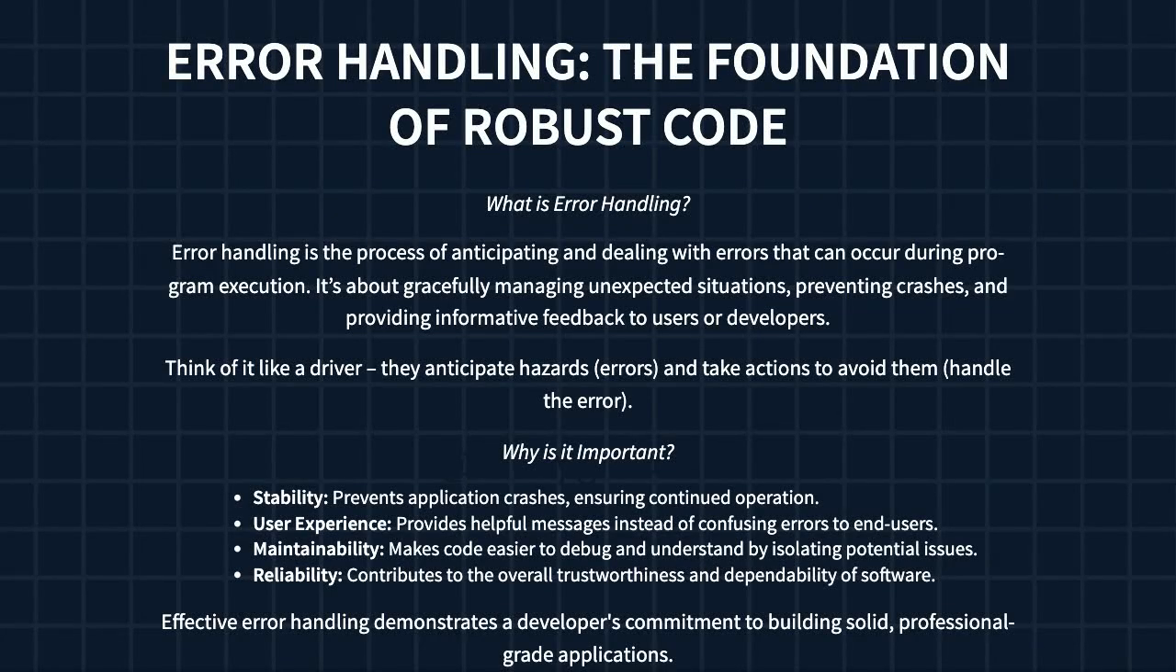Okay, let's talk about error handling. It's absolutely critical in any software project. Basically, error handling is all about proactively thinking through what could go wrong while your code is running and then having a plan to deal with those situations gracefully. It's not just about preventing crashes, it's also about giving users clear feedback if something unexpected happens.